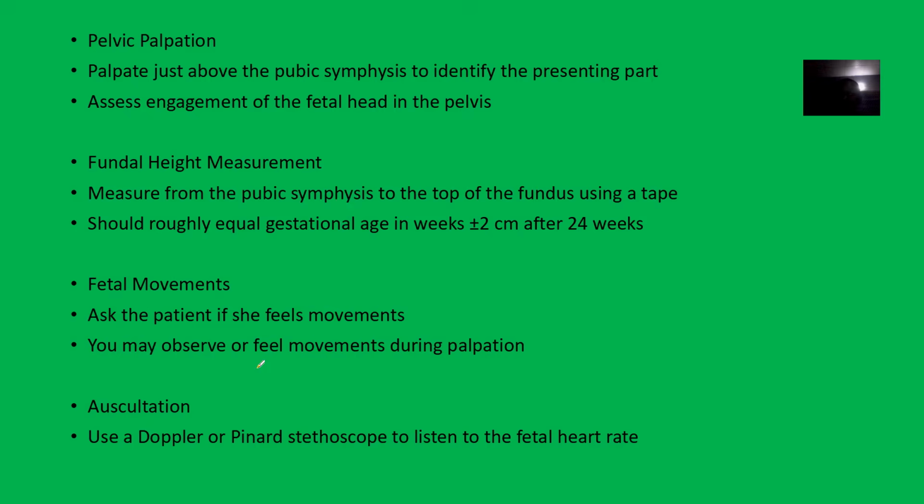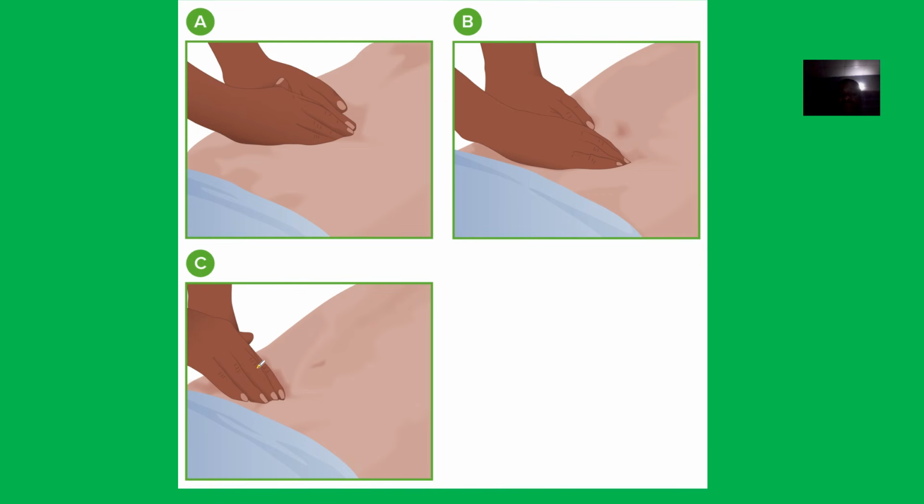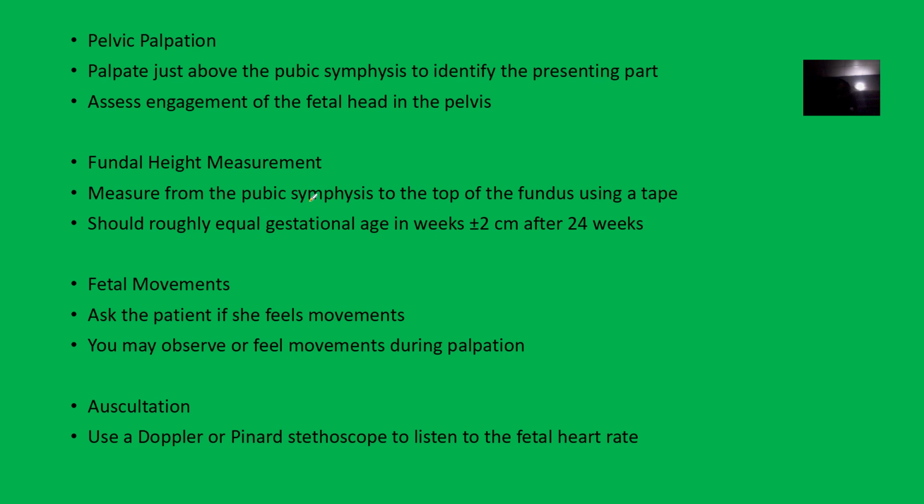Pelvic palpations. You palpate around the pubic symphysis. Can you see? This should be a pelvic palpation. Okay. The fundal height measurement. So when you actually felt for the top of the uterus, from there you can use your tape to measure the length from where you felt it down to the pubic symphysis. Do you understand? So for pregnancies from week 20 up, it will give you a guesswork of how old the baby is. Then you ask the patient if she feels fetal movements. Then you can also observe or you feel, okay.